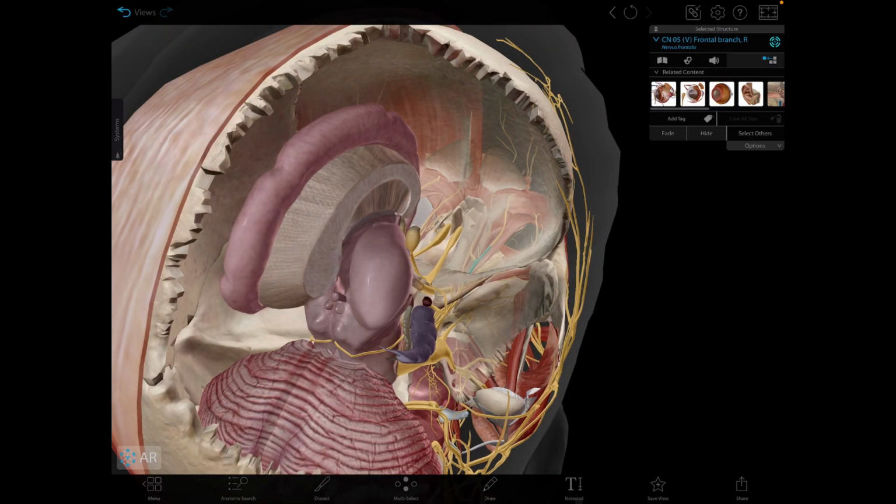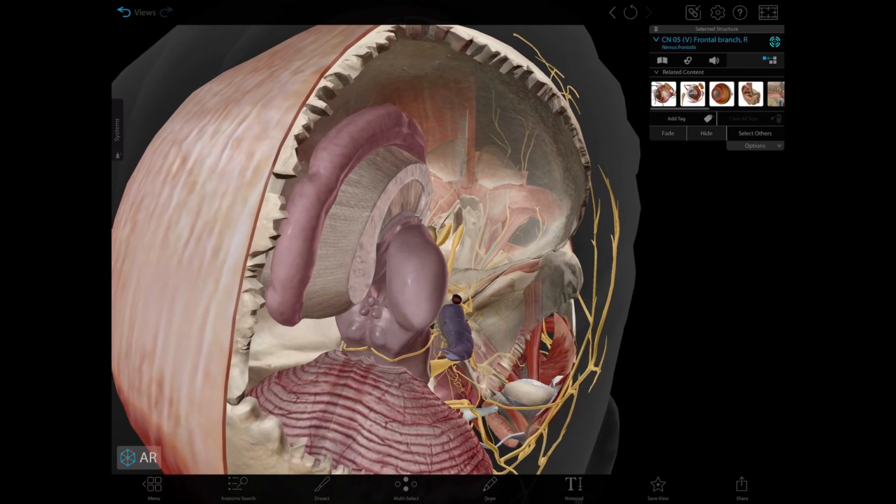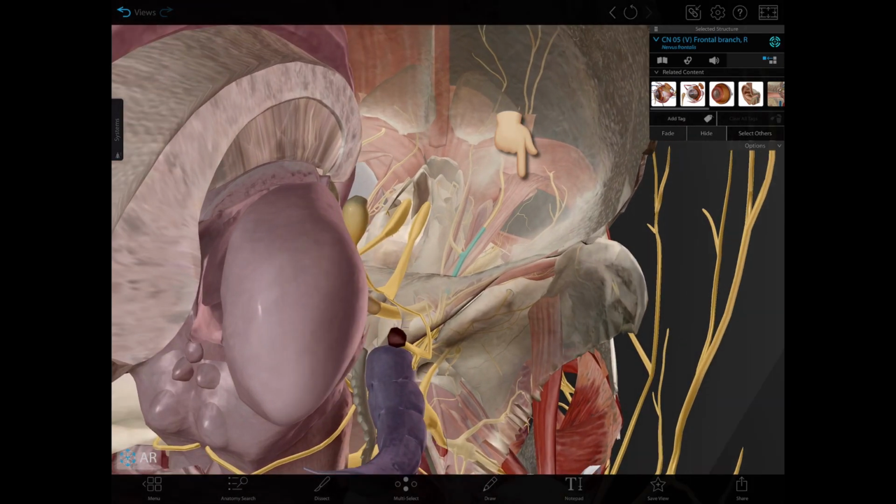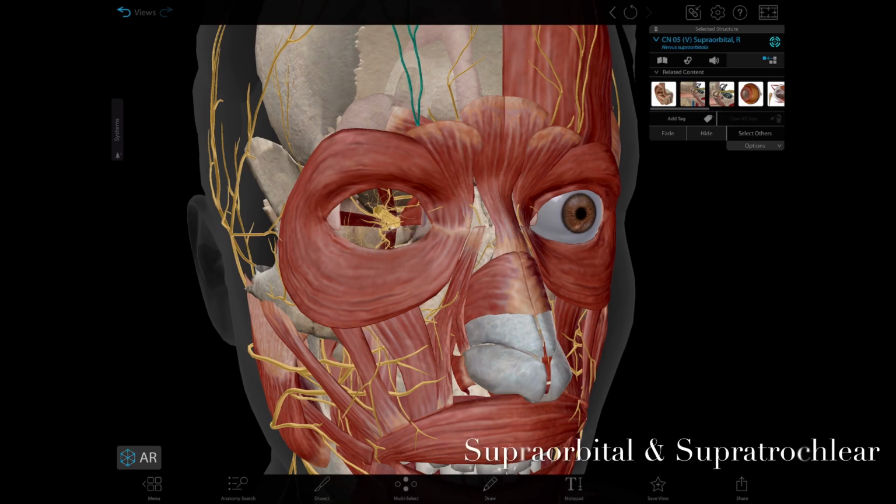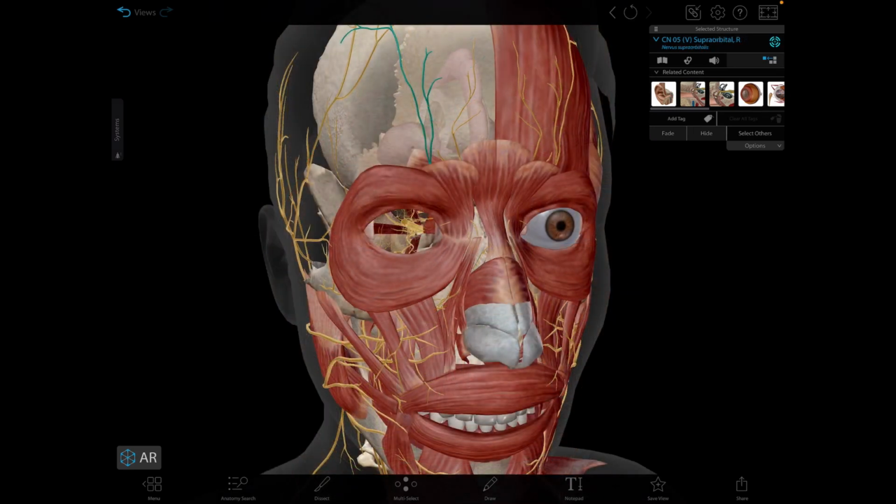The frontal nerve passes forward immediately above the levator palpebrae superioris, which is this muscle right here, and it divides into supraorbital and supratrochlear nerves. Here's the supraorbital. Here's the supratrochlear. The supraorbital nerve passes through the supraorbital notch or foramen. In some people, they will have a notch or a foramen. And this one supplies the mucosa of the frontal sinus, upper eyelid, forehead, and the anterior scalp.